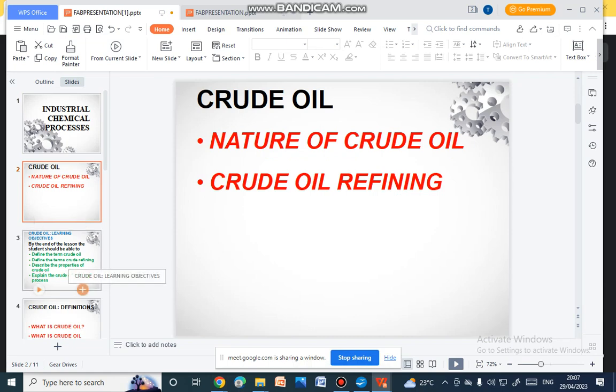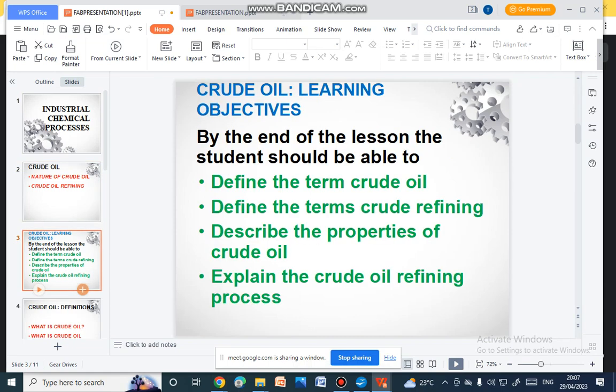But first things first, what are our lesson's objectives today? By the end of this lesson, you are all expected to be able to define the term crude oil. You should be able to define the term crude refining. At the end of the lesson, you should be able to describe the properties of crude oil and also explain the crude oil refining process.